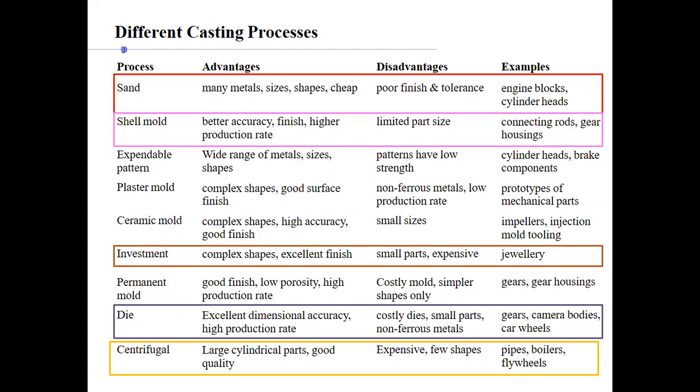Certain types of sands are readily available, so that makes it cheap. And the disadvantages: the poor finish and tolerance. As we have discussed, it requires post-processing, or secondary machining, after this primary forming in sand casting. So that's why you have this as a disadvantage: poor surface finish and lesser tolerance control over the dimension.